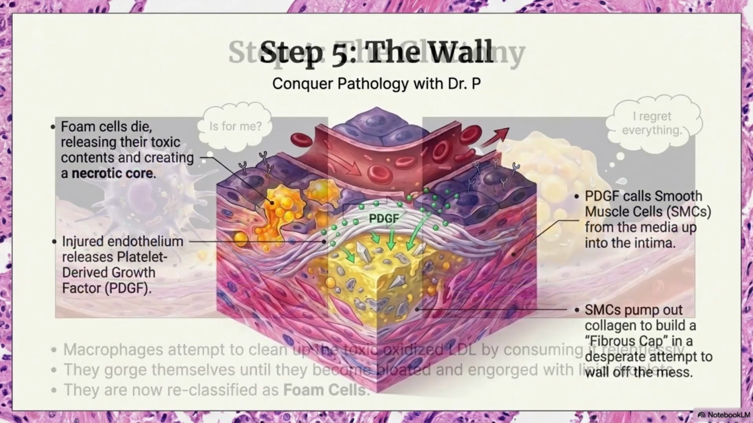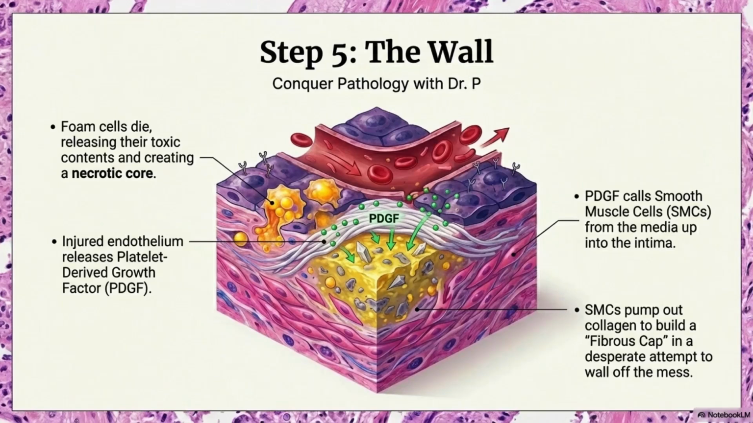Because of that regret, we hit step 5, the wall. Those foam cells die, releasing their toxic contents and creating a necrotic core. Meanwhile, the injured endothelium releases platelet-derived growth factor PDGF. This PDGF calls smooth muscle cells from the media into the intima. These SMCs pump out collagen to build a fibrous cap in a desperate attempt to wall off the mess.